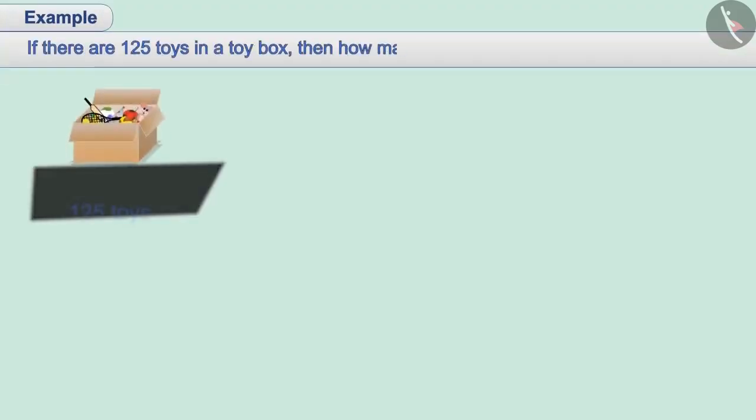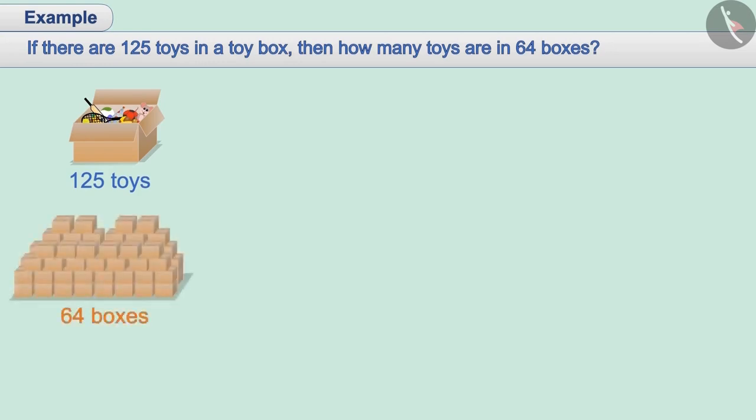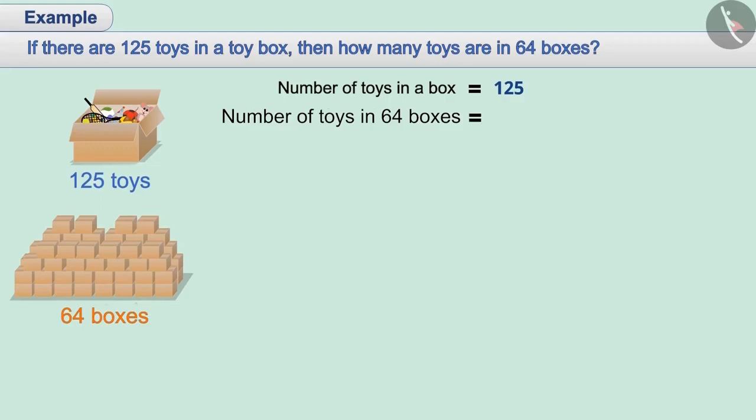Next example. If there are 125 toys in a toy box, then how many toys are there in 64 boxes? Since one box contains 125 toys, the total number of toys in 64 boxes will be 64 multiplied by 125. We can solve this by multiplying both the numbers, but it is time-consuming. Let's learn an interesting way of multiplying numbers by 5, 25, 125.